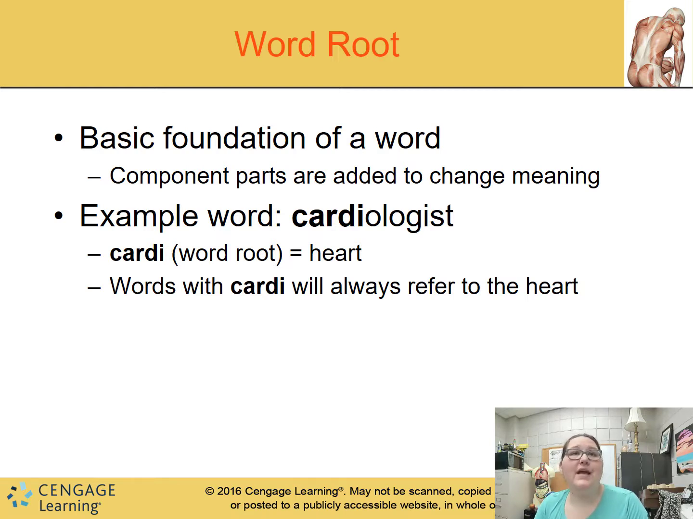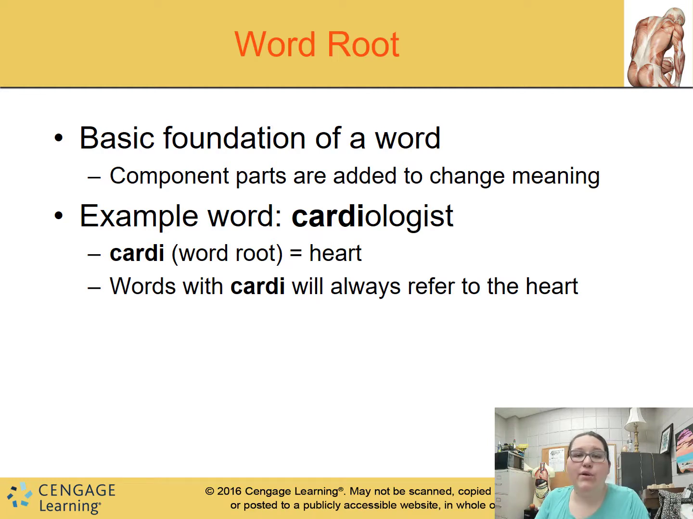So word root is a basic foundation of a word, and it's exactly that. It is the meat of the term. It is what we are talking about. In this example, cardiologist, what are we talking about? We're talking about one who studies the heart. Okay, so if we change that to pulmonologist, then we're changing exactly what we're talking about, right? We're still talking about somebody who studies it, but we're talking about someone who studies the lungs in that case.